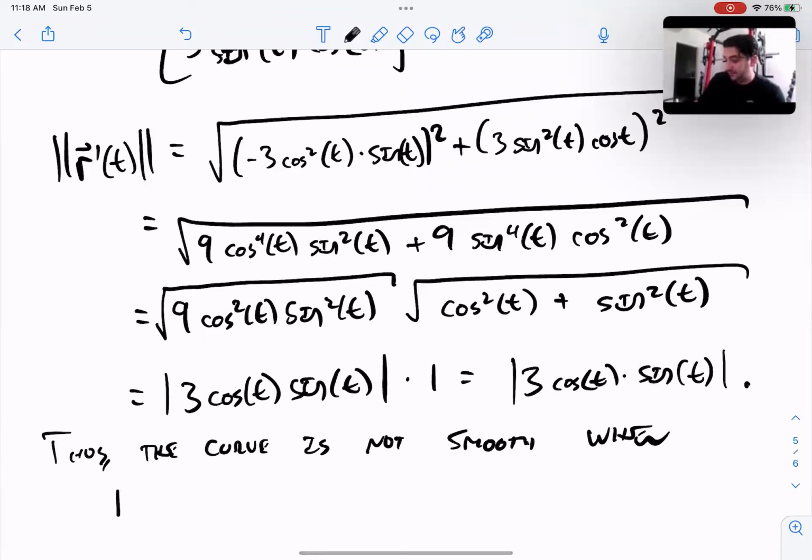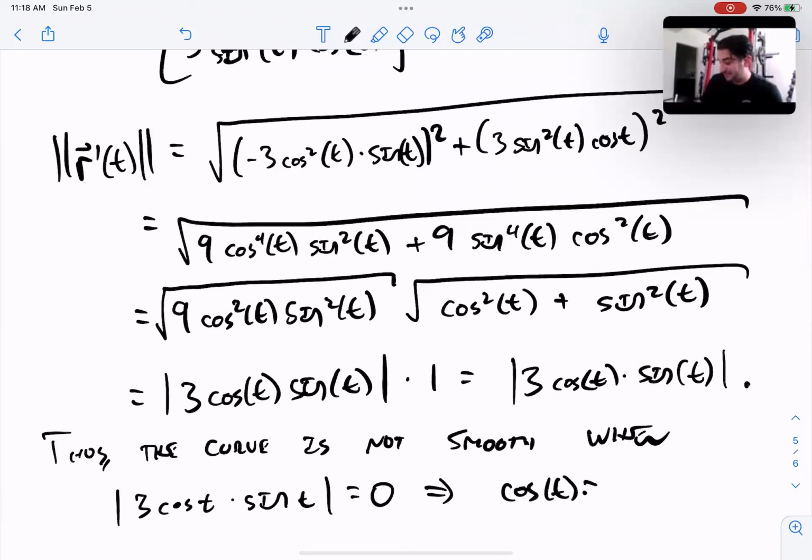Well, it's not smooth when the magnitude of the velocity vector goes to 0, right? So when is this formula equal to 0? Well, 3 can't be 0, right? So it's where cosine is 0 or where sine is 0.